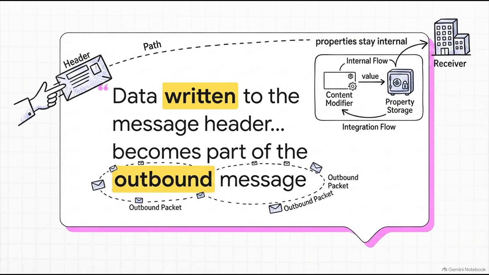So if the final destination needs to see the data, put it in the header or body. But if you just need to remember a value to make a routing decision later, use an exchange property. Honestly, mixing these 2 up is a classic source of frustration, so definitely keep that rule in mind.